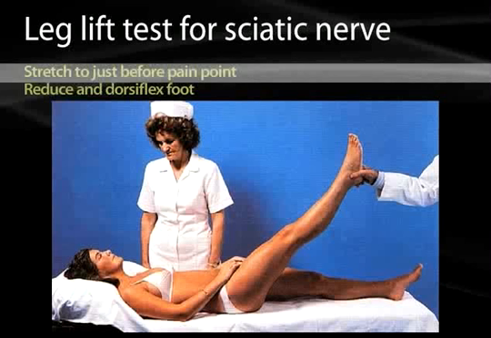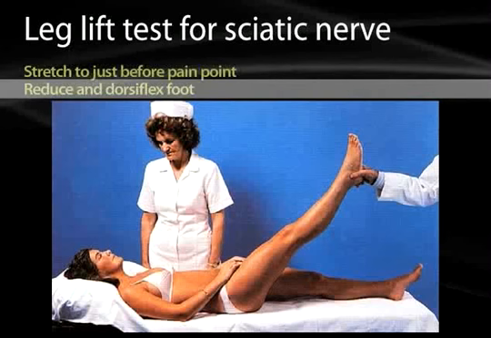So what you do is you elevate the person's leg, as shown in the picture, all the way up until they say, okay, that starts to hurt. Then you back off slightly, to just before the pain point, and then start to dorsiflex the foot passively. This will stretch the sciatic nerve, and if it is indeed a sciatic nerve issue, you will have the reproduction of the pain sign.